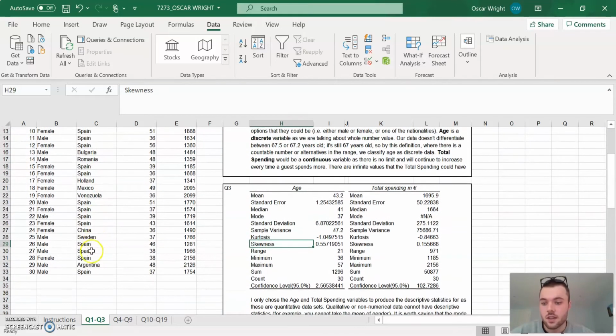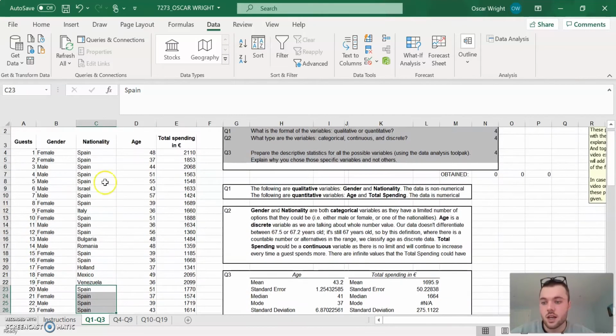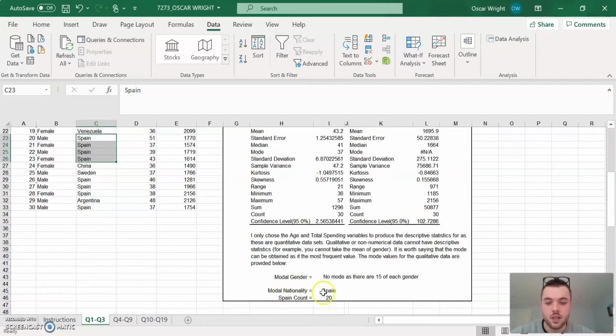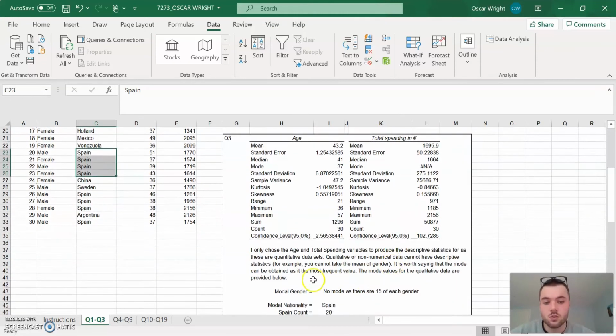Here we can see, however, that in the nationalities, there's a lot more Spanish than there is any other nationality. In fact, there's 20 Spanish, which is the highest occurring nationality in this column. And we can therefore say that the modal nationality is Spain. So, whilst we can't produce the full descriptive statistics for those two variables, we can do the mode.